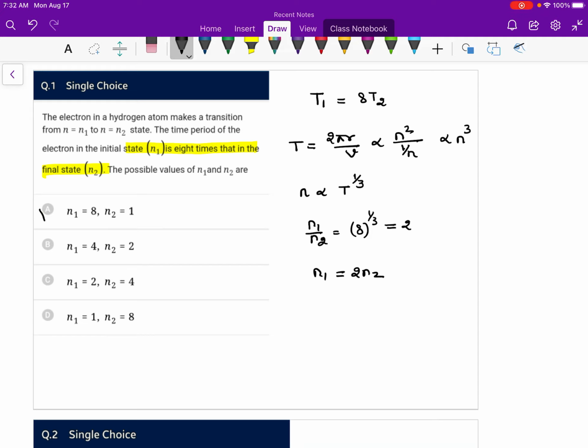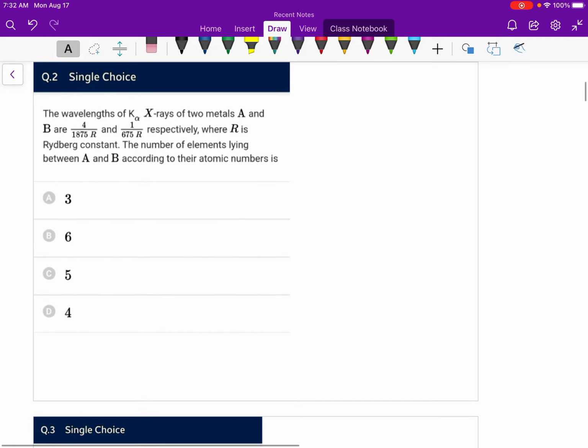Now check the options. n1 should be twice of n2. So A is not there. n1 is twice of n2, this is correct. This is wrong. And this is also wrong. So B is the correct option.